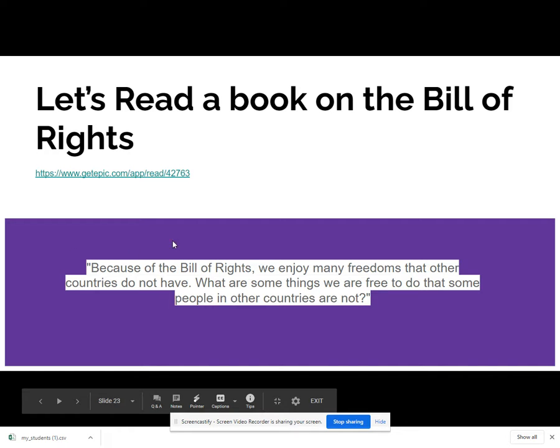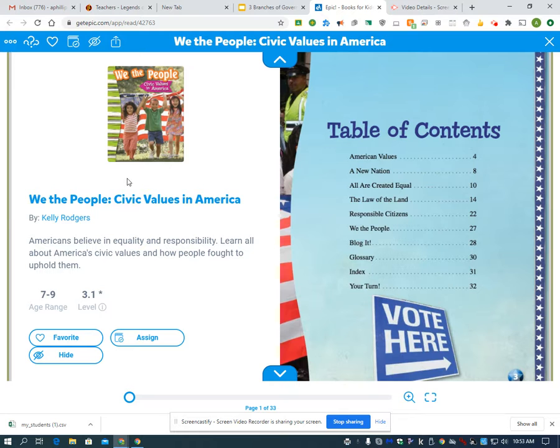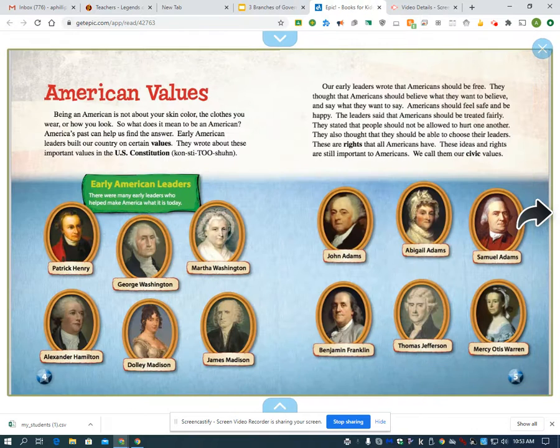So let's take a little closer look and look at a book about the Bill of Rights. And keep this in mind as we're reading it. Because of the Bill of Rights, we enjoy many freedoms that other countries do not have. What are some things that we are free to do that some people in other countries aren't? So while you're thinking about that, let's read this book. It's called We the People, Civic Values in America.